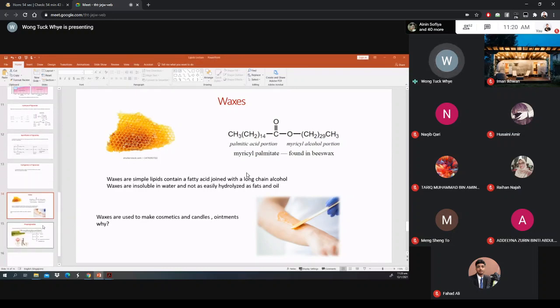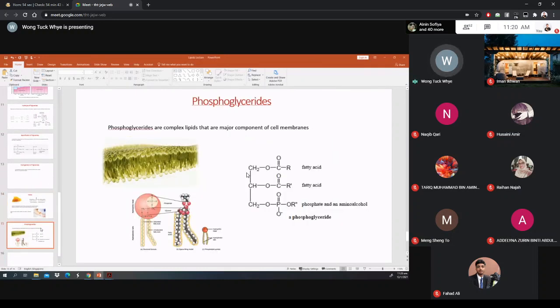And then we talked about phosphoglyceride. Phosphoglyceride is a very important, major component of a cell membrane. We have two fatty acid groups there, and one of the positions is replaced with a phosphate group and an amino alcohol. That is what is called a phosphoglyceride.